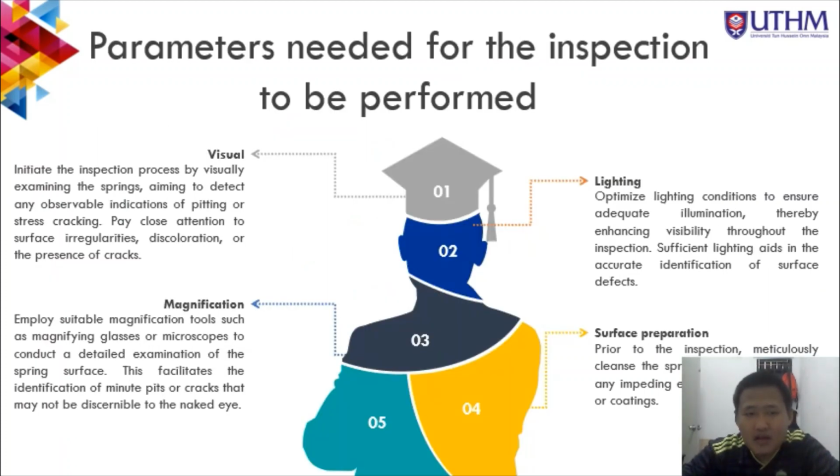There are some parameters needed for the inspection to be performed, such as visual, magnification, lighting, and surface preparation. For the visual, we initiate the inspection process by visually examining the spring, aiming to detect any observable indication of pitting or stress cracking. We pay close attention to surface irregularities, discoloration, or the presence of a crack.